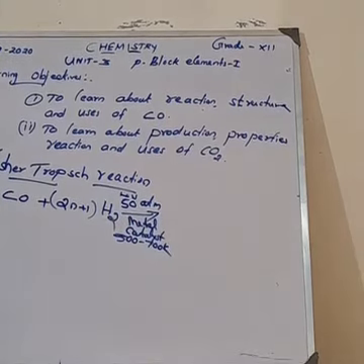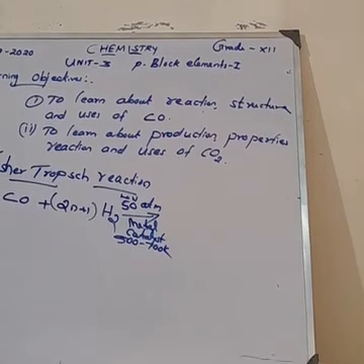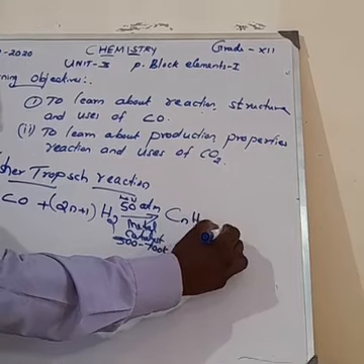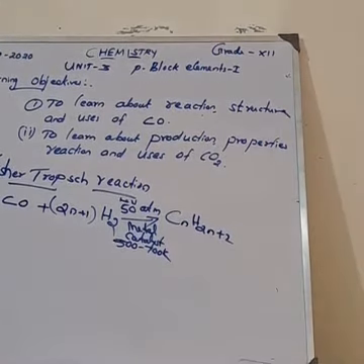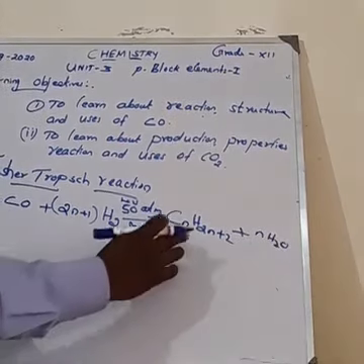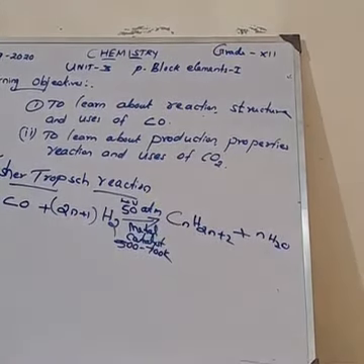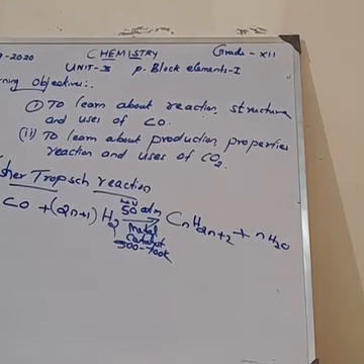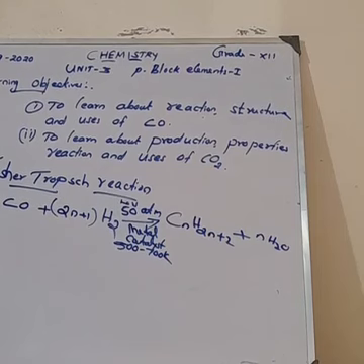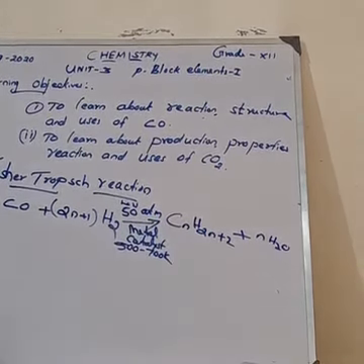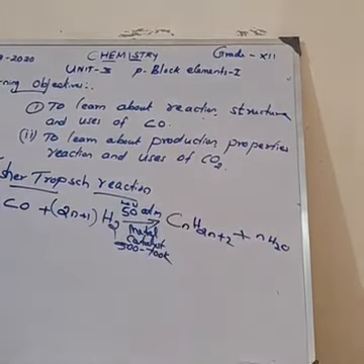Can you say what is the formula for saturated hydrocarbon? CnH2n plus 2, plus n moles of water. This is the saturated hydrocarbon formula, alkane. The alkane general formula is CnH2n plus 2, with n moles of water.